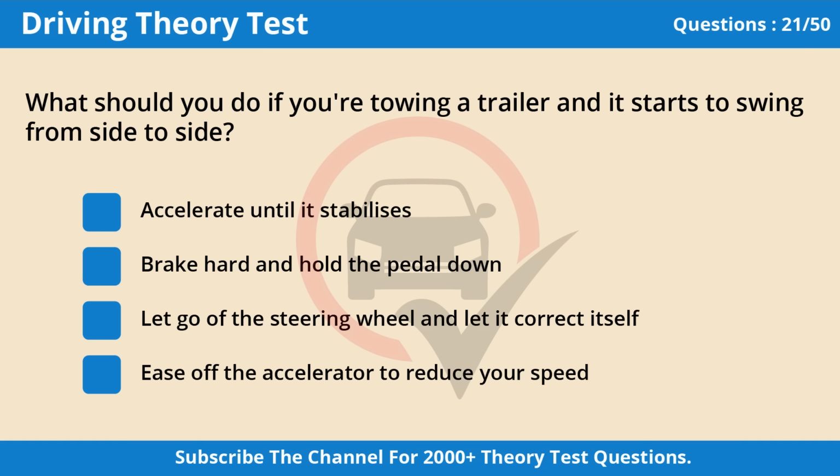Question 21. What should you do if you're towing a trailer and it starts to swing from side to side? A. Accelerate until it stabilizes. B. Brake hard and hold the pedal down. C. Let go of the steering wheel and let it correct itself. D. Ease off the accelerator to reduce your speed. The answer is D.